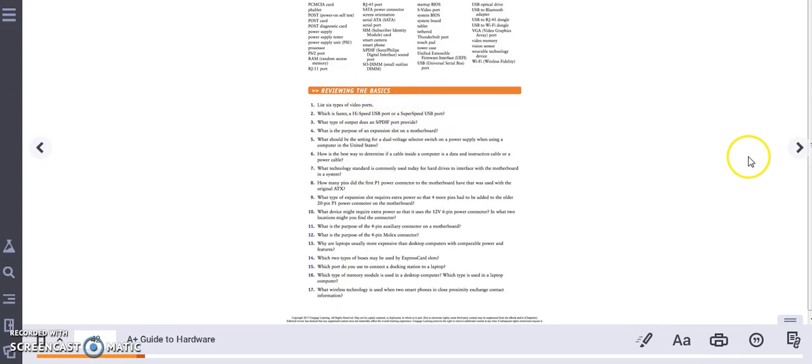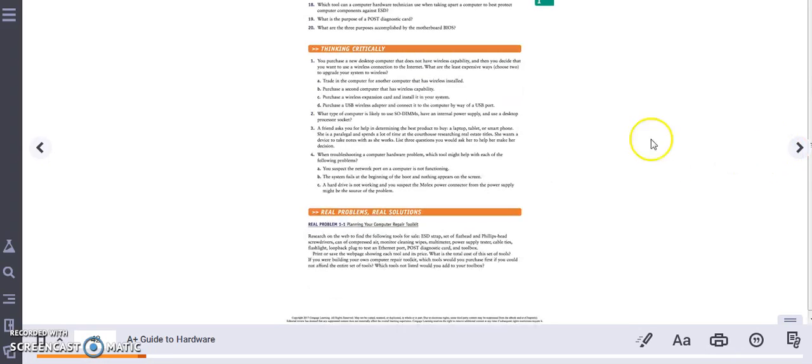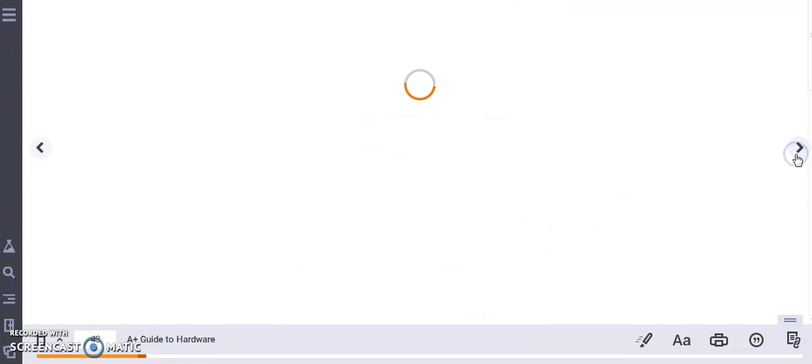And then here's some review questions, reviewing the basics. And then here's some thinking critically questions. And if you want to do these problems with the solutions, that's fine too. And that is chapter 1.